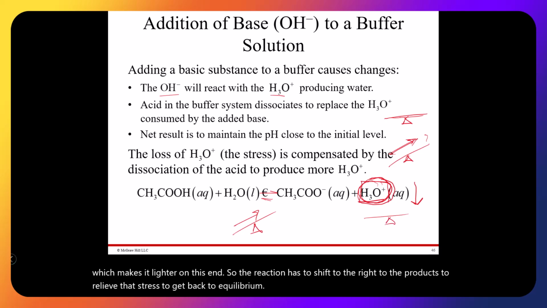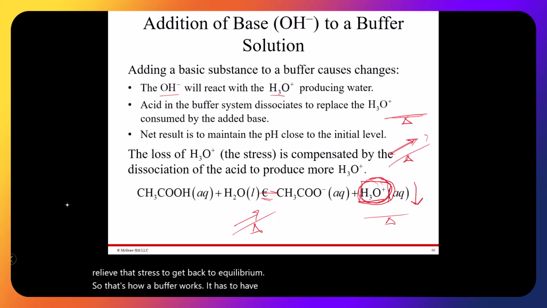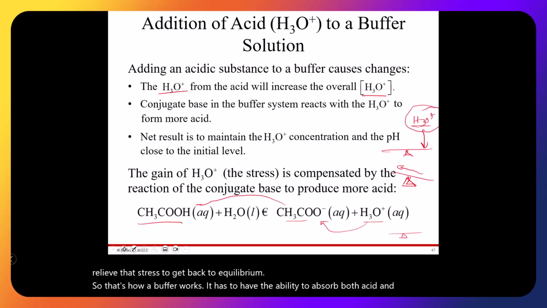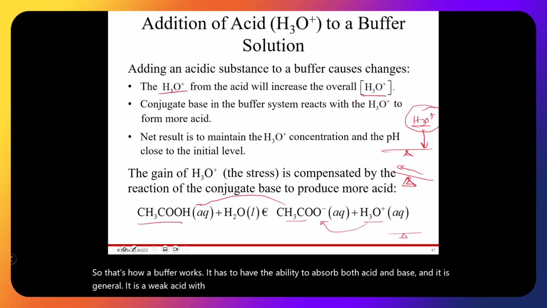So that's how a buffer works. It has to have the ability to absorb both acid and base, and it is a weak acid with its conjugate base, like this one is, or it's a weak base with its conjugate acid.